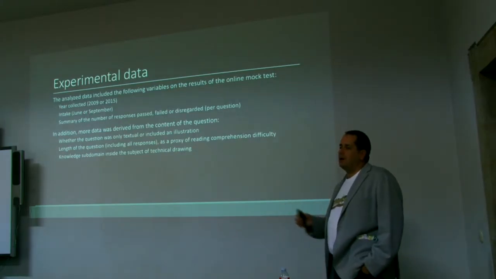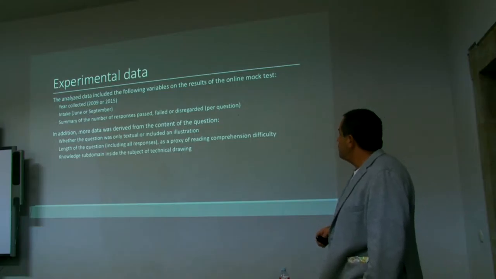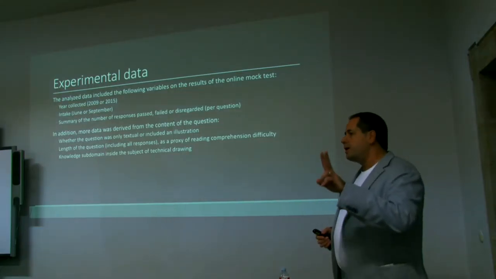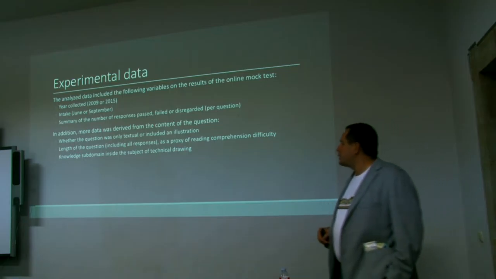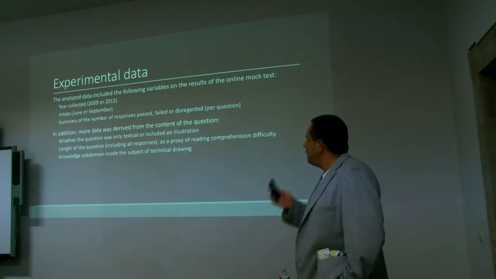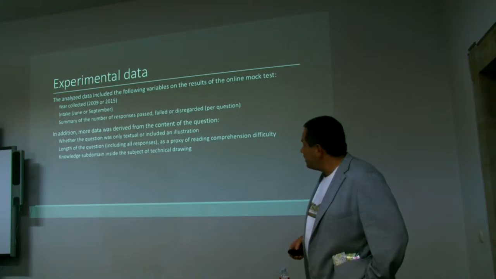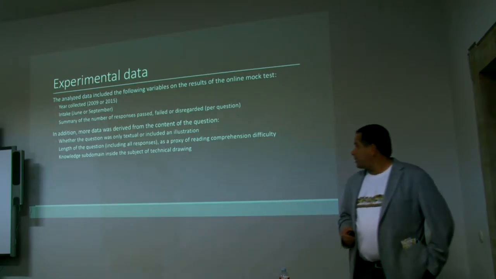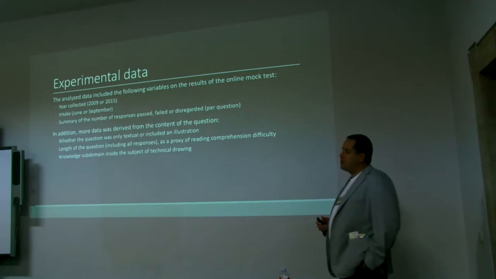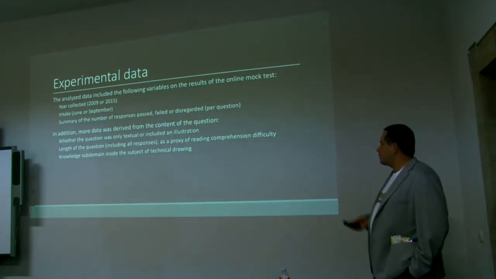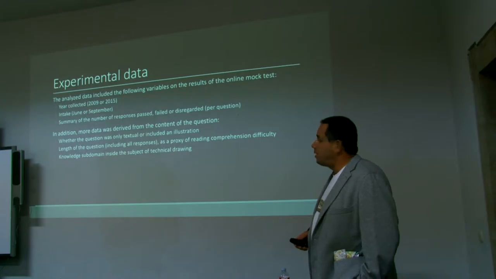What is the experimental data that we have collected in this paper? The analysis data included the following variables on the results of the online mock test. We have collected 2 years, 2009 and 2015, both exams, January and September, and we have collected the summary of the number of responses passed, failed, and disregarded per question. In addition, more data was derived from the content of the question: whether the question was only textual or included an illustration, the length of the question including all responses as a proxy of reading comprehension difficulty, and the knowledge subdomain inside the subject of technical drawing.